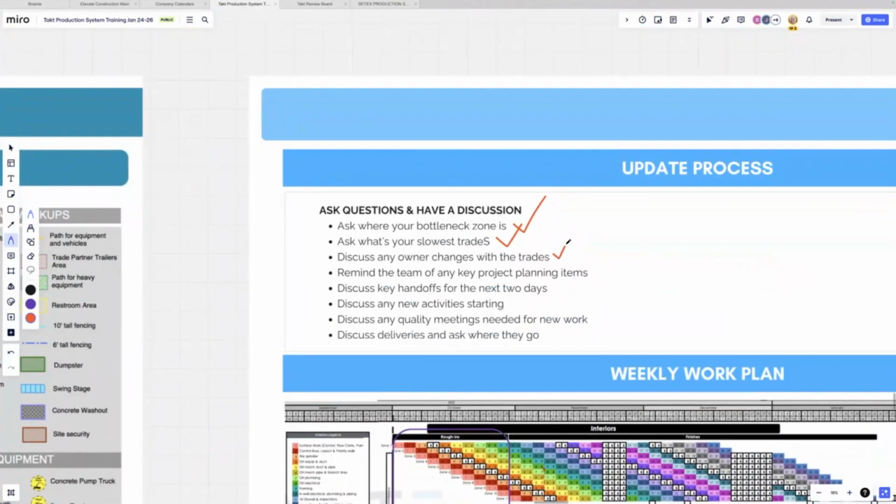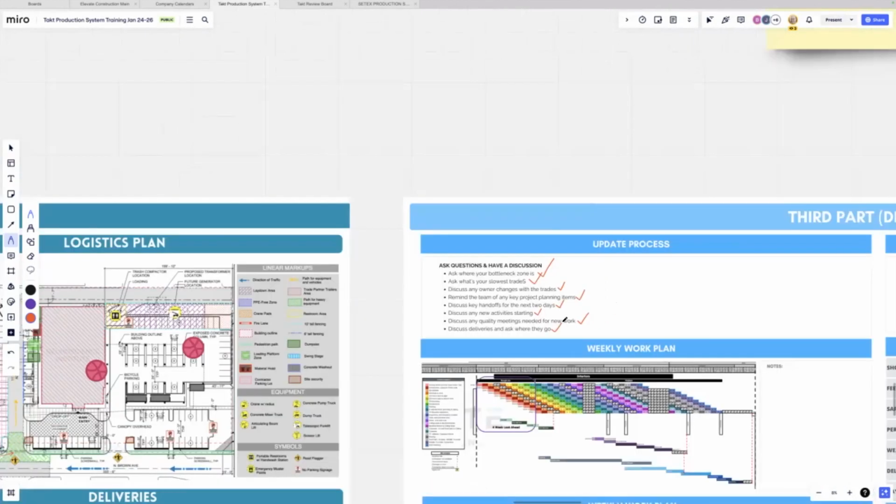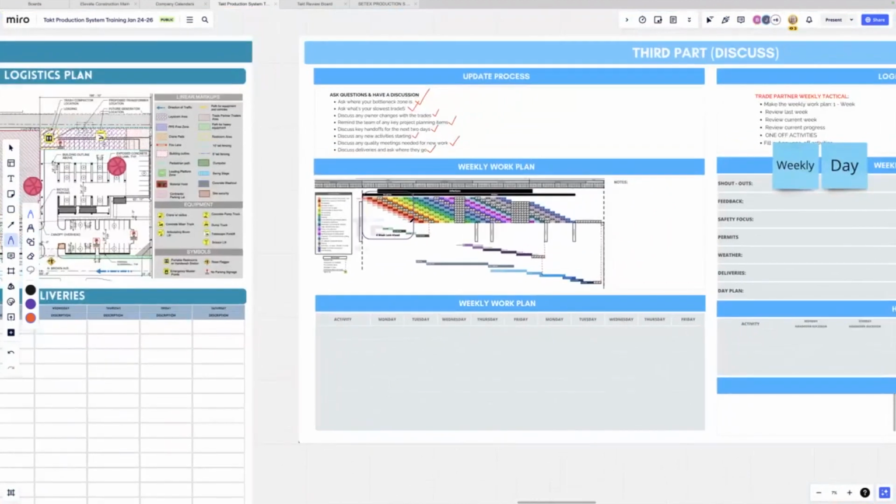You could also discuss owner changes, remind the team of key items for the project that need to be planned. You would then go through handoffs, discuss any new activities starting, any quality meetings that we're starting, and any deliveries and where they go. Once you got a consensus on that, you would be able to make sure that your look ahead here and your weekly work plan was correct.